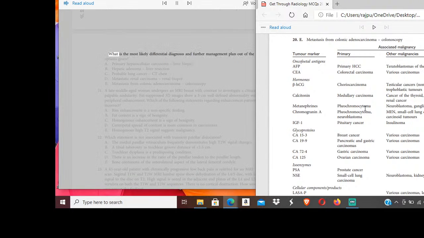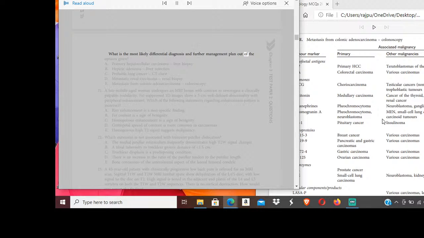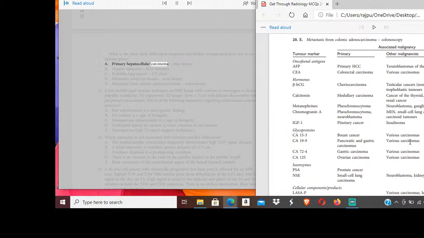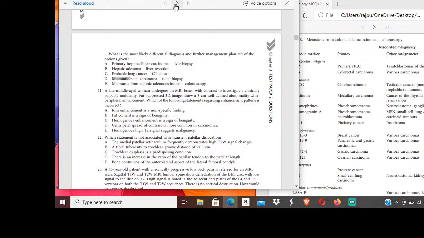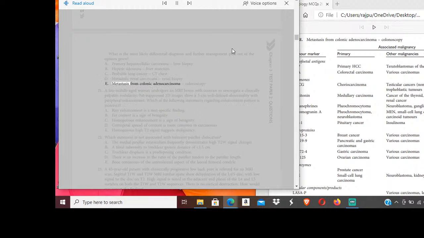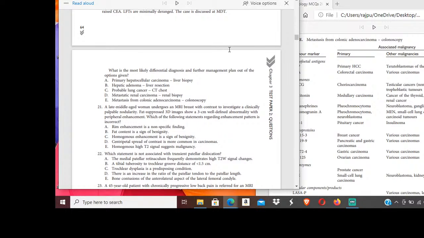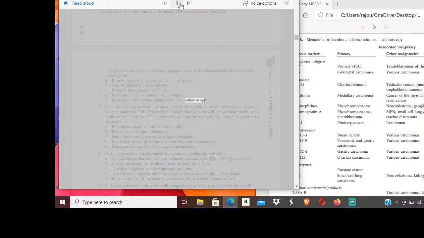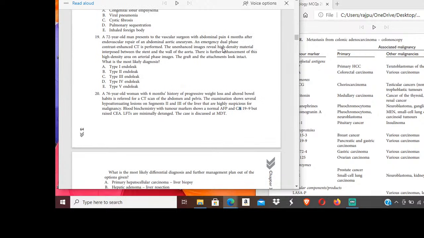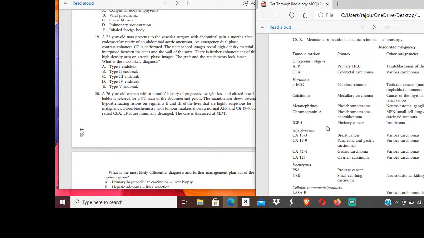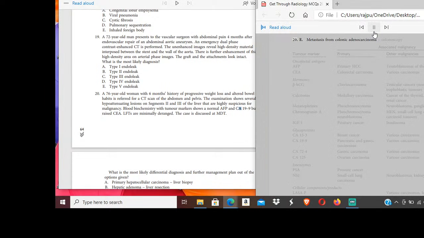What is the most likely differential diagnosis and further management plan out of the options given? A. Primary hepatocellular carcinoma, liver biopsy. B. Hepatic adenoma, liver resection. C. Probable lung cancer, CT chest. D. Metastatic renal carcinoma, renal biopsy. E. Metastasis from colonic adenocarcinoma, colonoscopy.